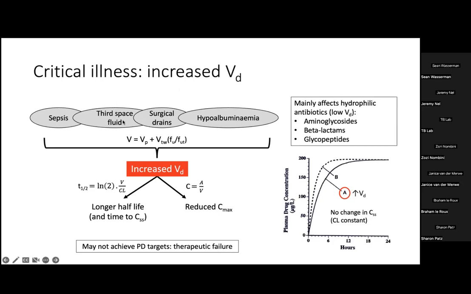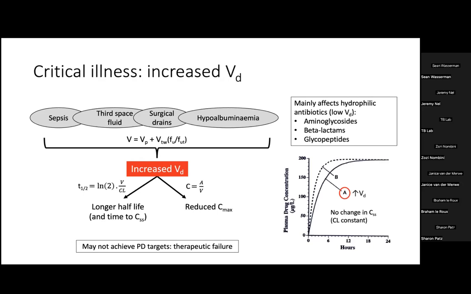Sepsis, third space fluid, surgical drains, and hypoalbuminemia can all affect volume of distribution via this equation that I've already shown you. You can see each of the parameters in the equation and imagine how they could be affected by some of these physiological and pathological conditions. All of these things combine to increase the volume of distribution in critically ill patients, with two potential effects. One is, if you look at the half-life equation, as the volume of distribution goes up, the half-life will go up, and a longer half-life leads to an increased time to achieving steady-state concentrations.